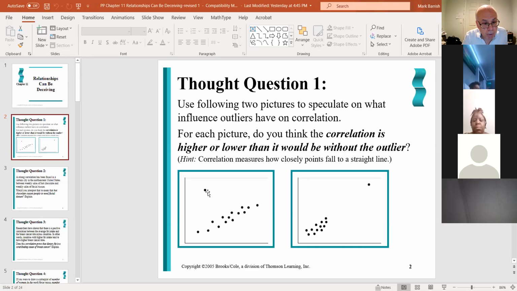No. Well, it would, because this dot here will pull the slope up. All right, slope, because the line of best fit has to include this point here. So it's going to pull the slope up. But as far as correlation is concerned, do you think this dot is going to weaken the correlation or strengthen it?